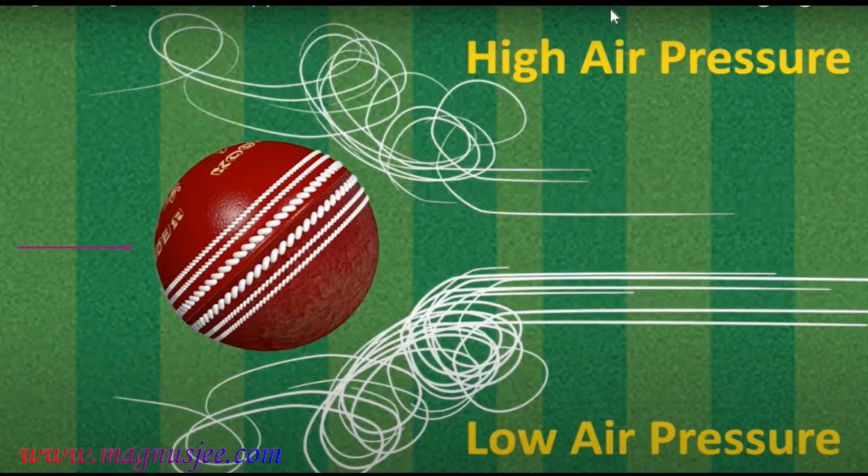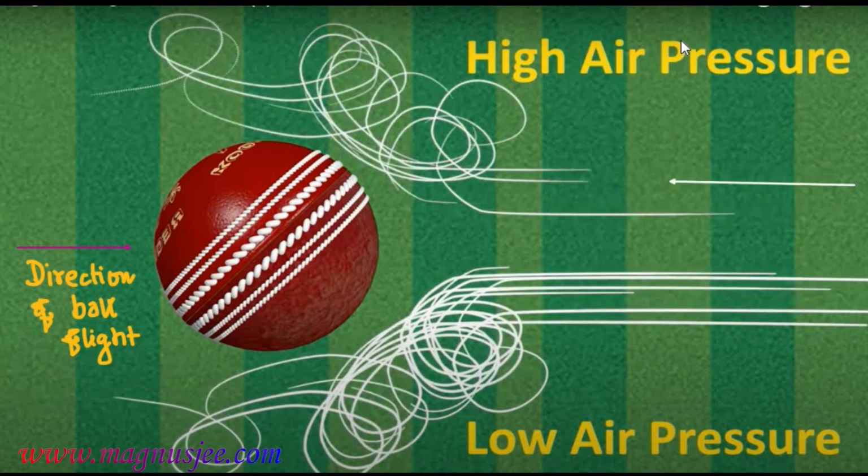Now you can denote the direction along which the ball will be thrown. So this is the direction of flight of the ball. And air is flowing in the opposite direction of initial motion of the body.